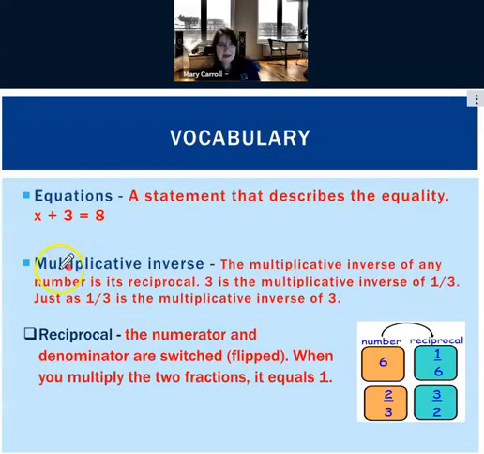All right, a multiplicative inverse is basically an inverse where we have the reciprocal. We flip it upside down, and the word reciprocal just means to flip. So the reciprocal of 6 is 1 over 6, because 6 actually is 6 over 1. I know we don't write it that way, but that's really what it is. Or the reciprocal of 2/3 is 3/2.